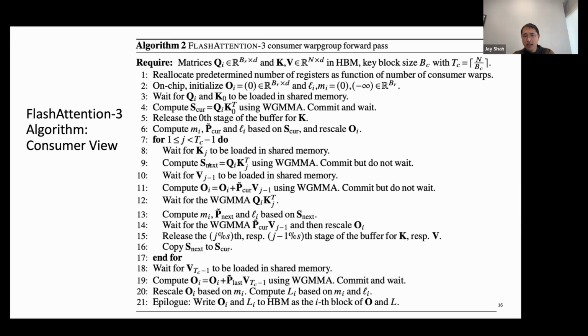So if you look at the main loop, for instance, I have this S next equals Q times K. And I issue that. I then do the computation of the next gem. I issue that again asynchronously. And I wait for the first gem to complete. And then the second gem is then overlapped with the softmax.